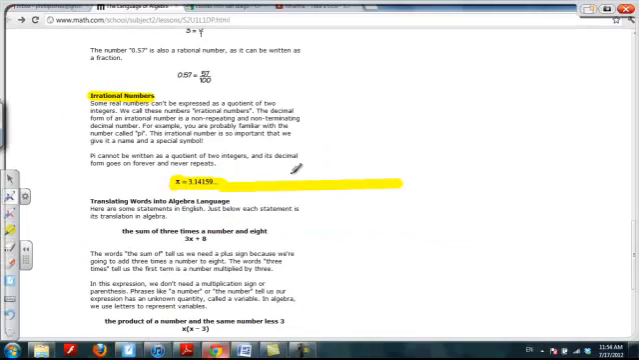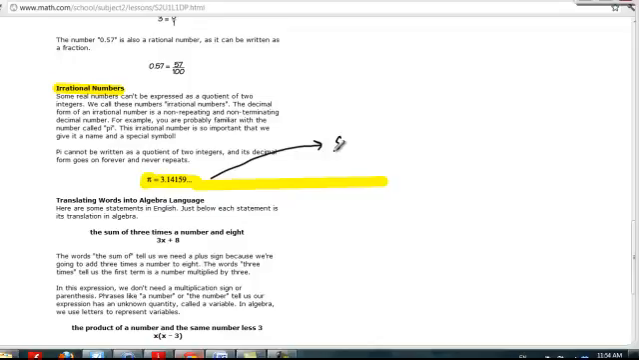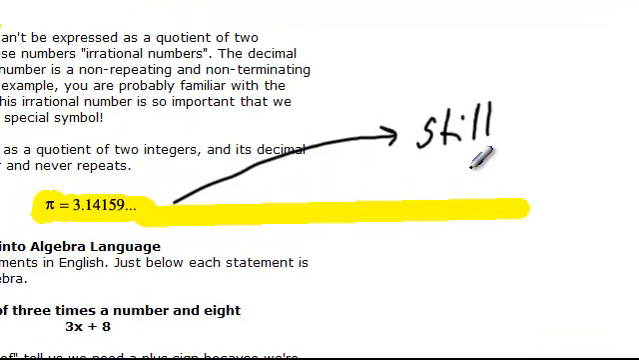Now, it's important to note that even though this is an irrational number, it's still a real number. So it's still real, it's not imaginary. It falls within the reals. It just goes on forever and ever and ever. Therefore, we give it a special name of irrational number.